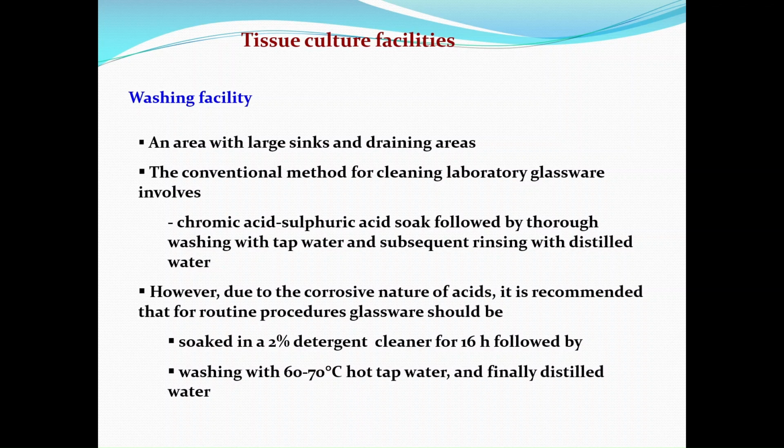The conventional method for cleaning laboratory glassware involves a chromic acid sulfuric acid soak, followed by thorough washing with tap water and subsequent rinsing with distilled water. However, due to the corrosive nature of acids, it is recommended that for routine procedures glassware should be soaked in a 2% detergent cleaner for 16 hours, followed by washing with 60-70°C hot tap water, and finally distilled water.